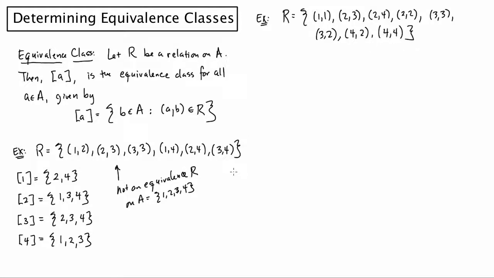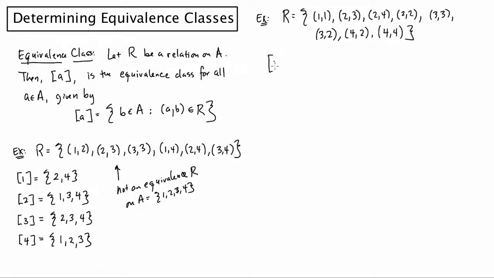So as it is, this may or may not be an equivalence relation. We need to check transitivity. It's got reflexivity, it's got symmetry, and it has transitivity because (2,3), (3,2), and (2,2) are in there. (2,4), (4,2), and (2,2) are in there. So it's got transitivity, so we're okay there. This is an equivalence relation. Now I want to ask the same question again. I want to ask, what are the equivalence classes?